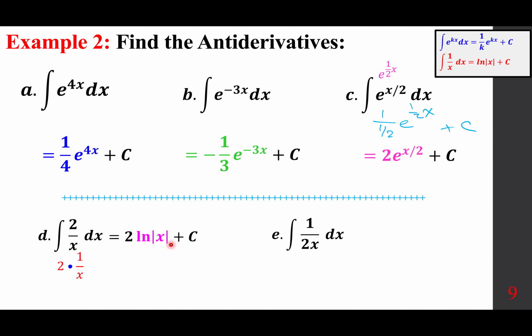What about this one? Again, we're going to rewrite it. It's 1/2 times 1 over x. And again, 1/2 remains. This is a natural log. So 1/2 ln of the absolute value of x plus c is the final answer, everybody.